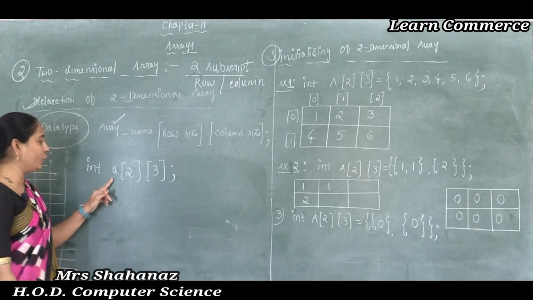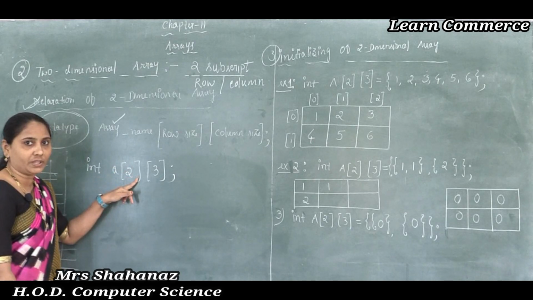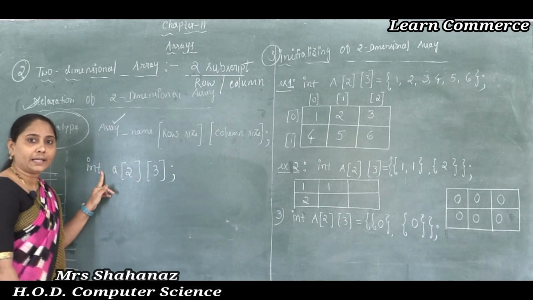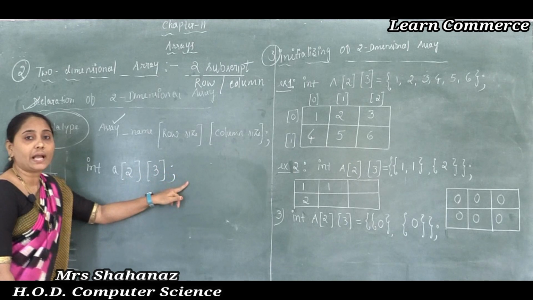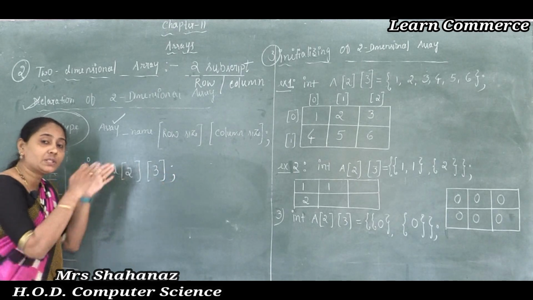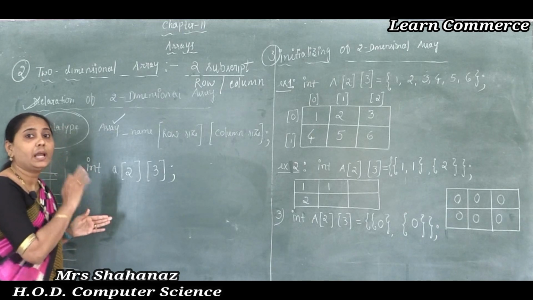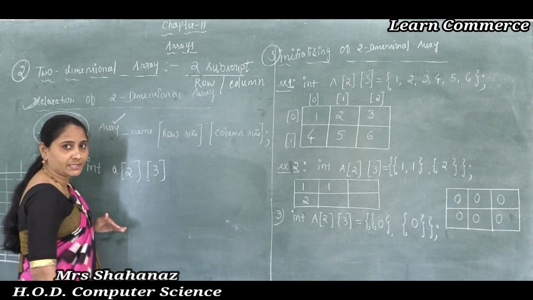Correct? Now this is the example of the declaration. Here the data type is there, array name, row size, column size, and later I used the semicolon. Till here, this example is called the declaration of a two-dimensional array. When do we call it initialization?